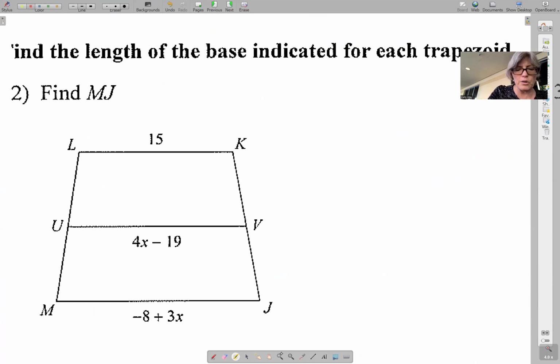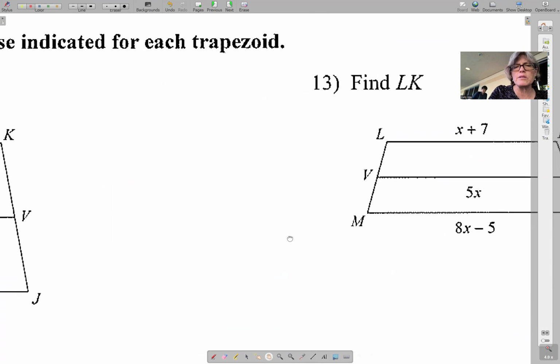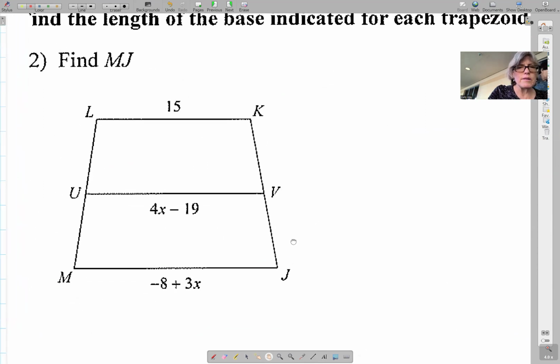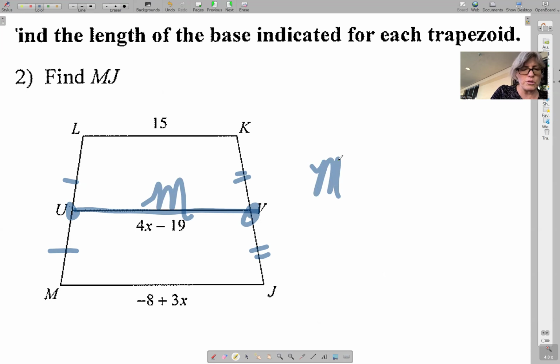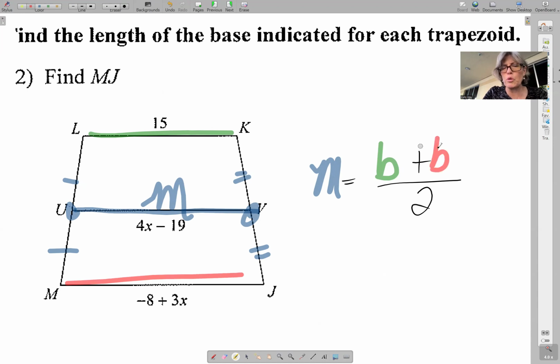Find the length here. We are given medians. So the median, that is a median. It connects the midpoints. There should be hatch marks there. I guess they didn't photocopy. But we know the median equals the average of the bases. So base plus base over 2 equals the median.